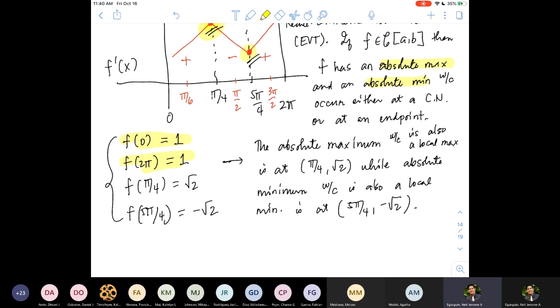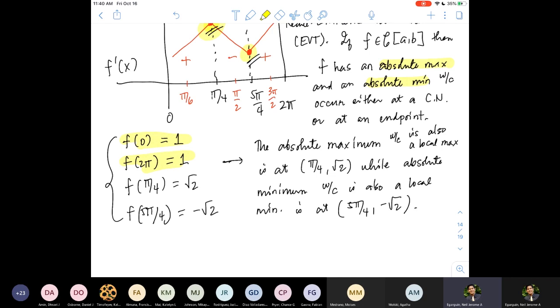They cannot be local maximum or local minimum because there is no neighborhood. Because remember, they are the endpoints. So there are no function values to the left of 0 and no function values to the right of 2 pi. So we won't make any conclusions about them. But it can happen that the highest value will be on one of the endpoints, right? Okay, so this is the template for working with closed intervals.